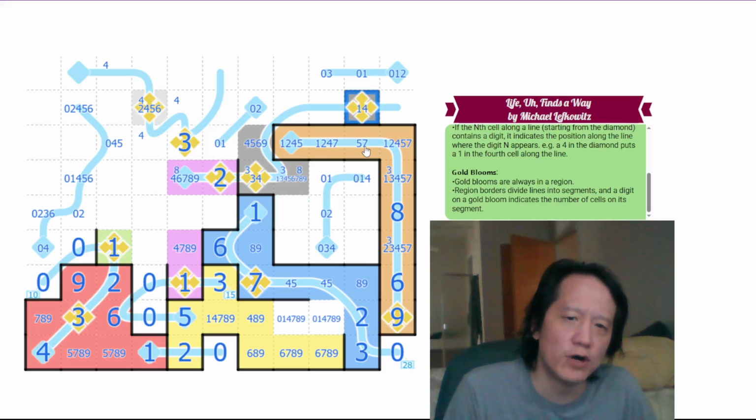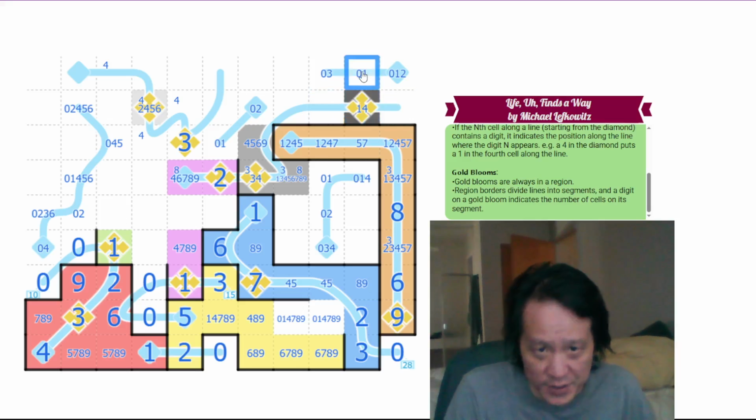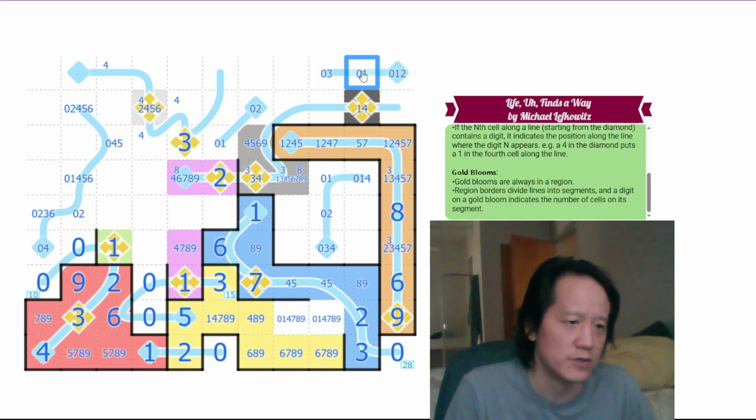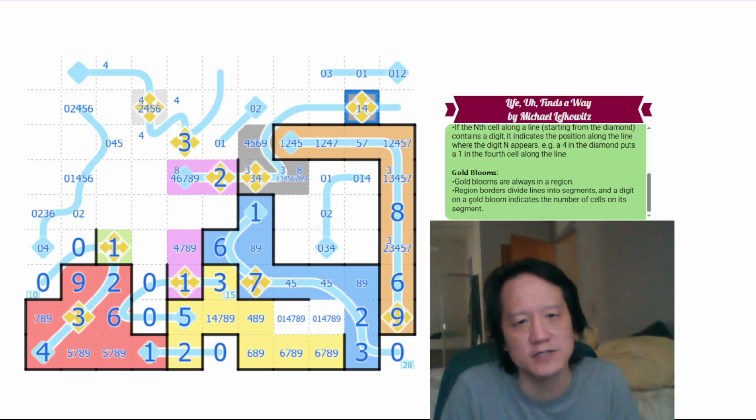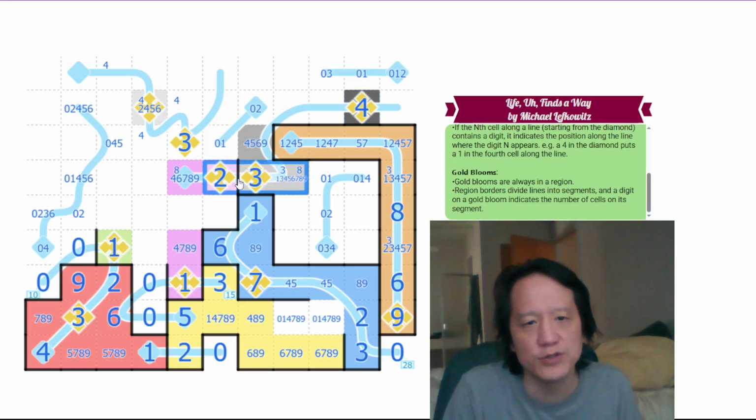Oh, if this is 1, where does this go? It can't go along any of these segments, so it has to go here. But then this has to be 1 also. So it cannot be 1. This has to be 4 then, which forces this to be 3. So then... Yeah, this is all dark. That means this cannot be 4.